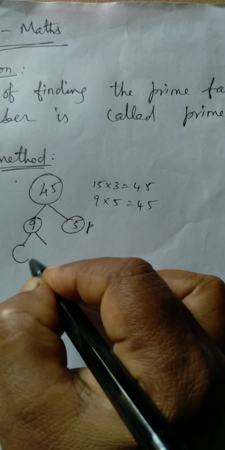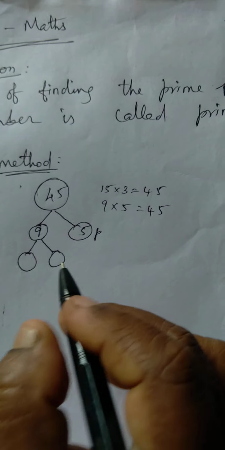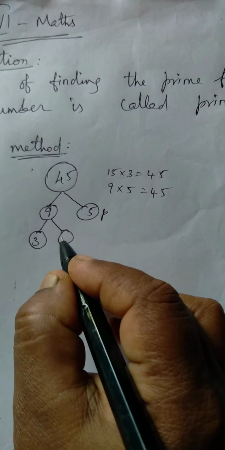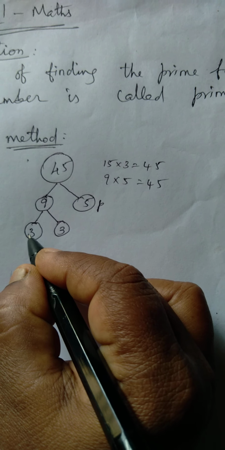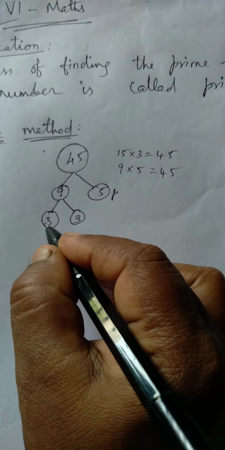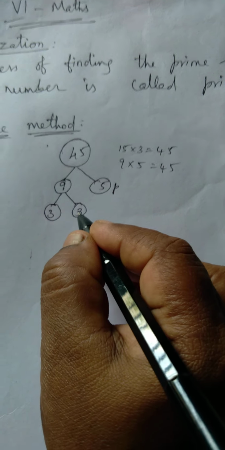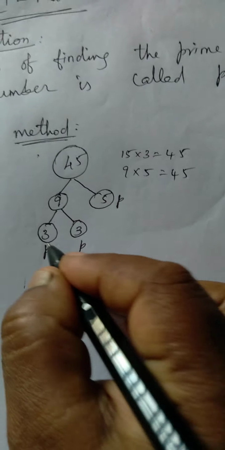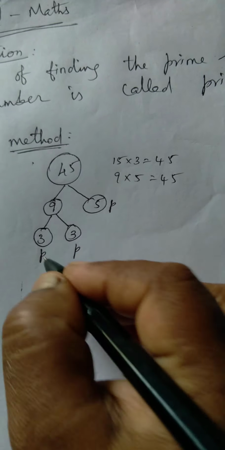So you know already which product gives 9. 3 3s are 9. So 3 into 3. One circle 3, another circle 3. 5 is a prime number. Now here you see 3 into 3 into 5. 3 is prime, 3 is prime. 3 is odd prime. Here 5 is also odd prime.